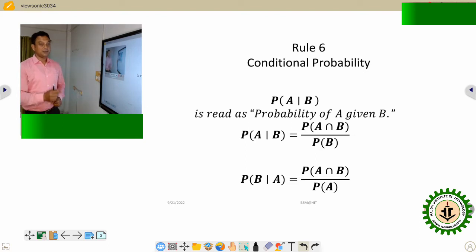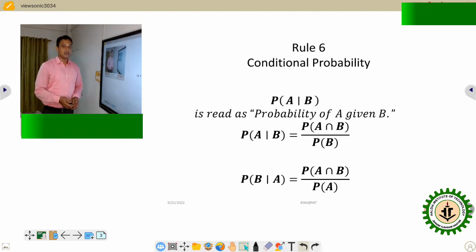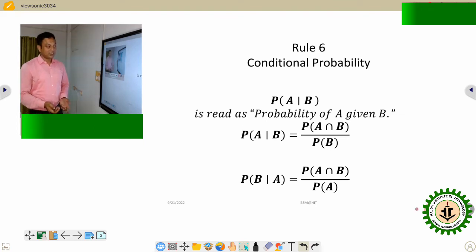That can be represented as the common portion of A and B. So probability of A intersection B is in the numerator, which is your favorable case, and in the denominator the total, probability of B. That's the way you find probability of A given B, which you can read as probability of A, conditional on B having already occurred. Similarly, for B given A, it is B intersection A, which is the same as A intersection B, and the denominator is probability of A.